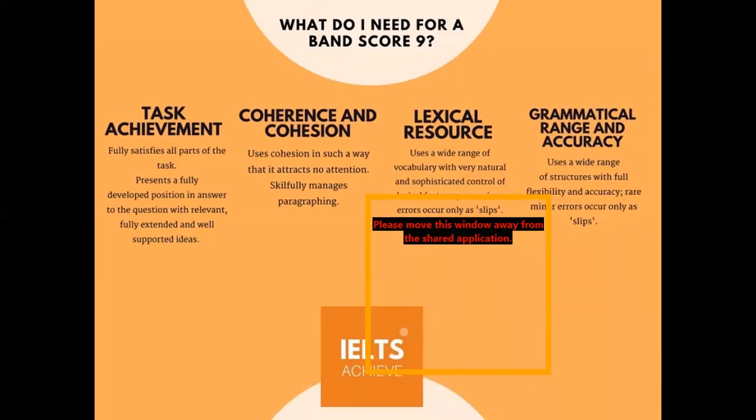See here, fully satisfied all the parts of the task means 2 or 3 sentences will be there. All the sentences should be addressed in different paragraphs. It presents a fully developed position and an answer to the question with relevant, fully extended and well supported ideas. Not that you write 1 or 2 sentences and leave them randomly. You should be in a position to justify each and every statement.